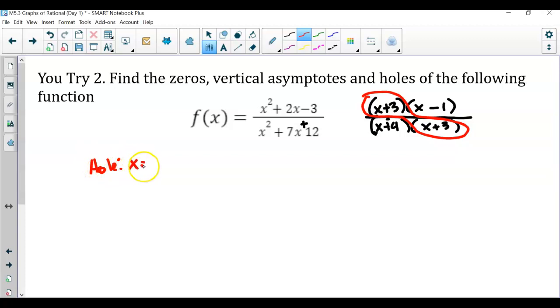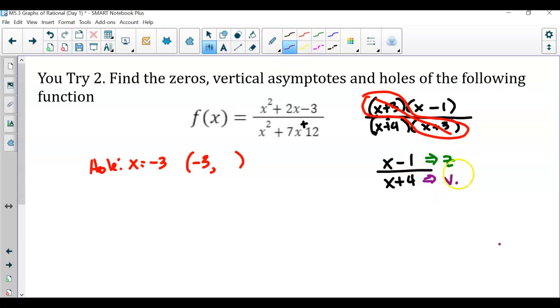So the x coordinate of the hole is -3. But let's hold off on the y. Now we would cancel out and bring down the simplified form, x minus 1 over x plus 4. The numerator was always the zero, and the denominator was the vertical asymptote, where the graph is undefined. So our zero here is x equals 1, or (1, 0). And the vertical asymptote is x equals -4. So the graph would approach but never reach -4.